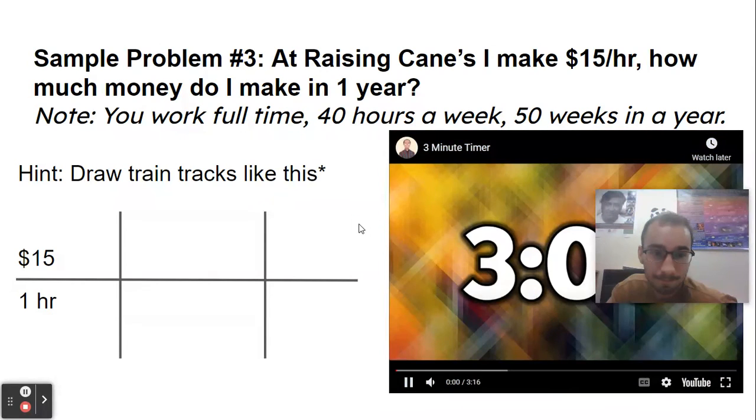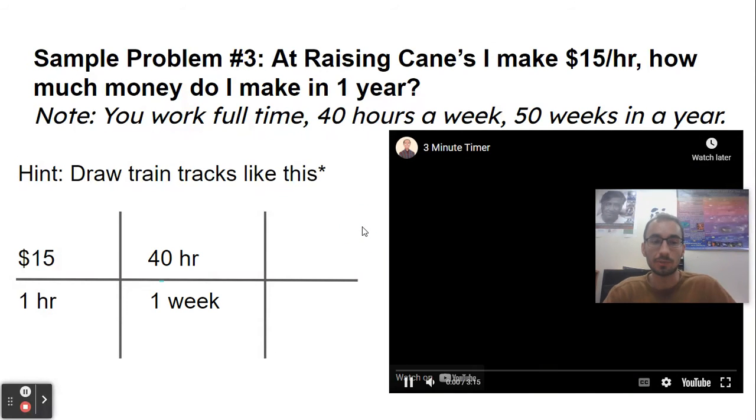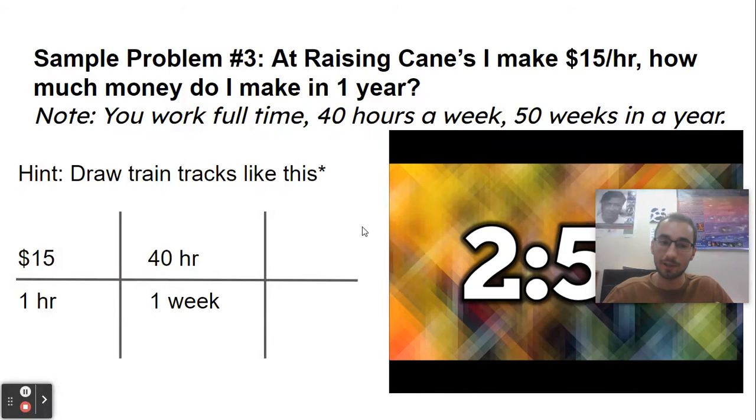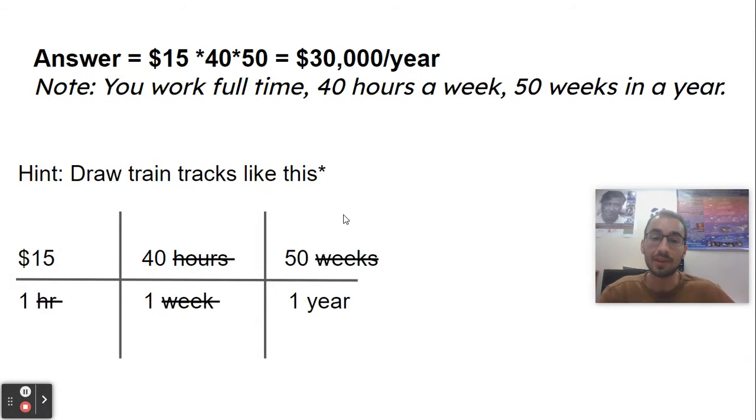Hint, the next one should be 40 hours a week. Okay? Because that's how much you work in a week. So this will tell you how much money you make a week. And this is before taxes, of course. And the next one, 50 weeks in a year, then you'll be left with dollars on top, year on the bottom, and you'll multiply it on the top and then divide by the bottom. You'll get $30,000 a year. Minimum wage, that's your salary if you're working full time.